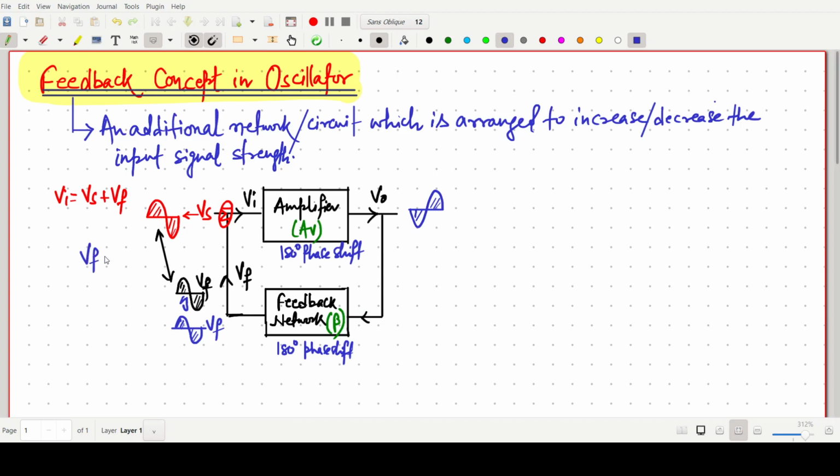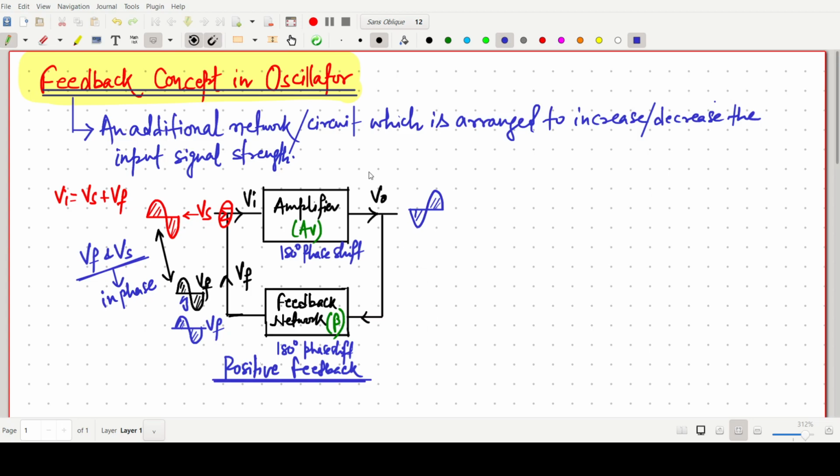So Vf is in phase with Vs, having the same phase. Okay, this one is sinusoidal, the same as that of this side. So we can say this one is one kind of positive feedback.